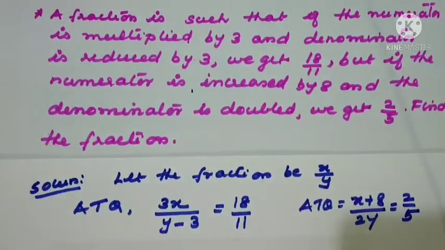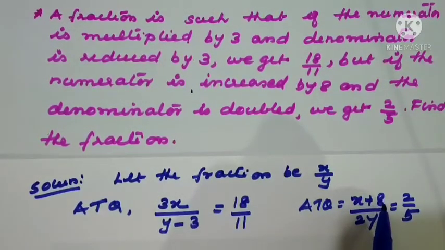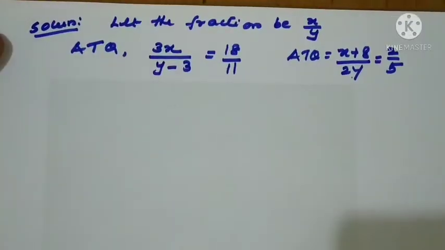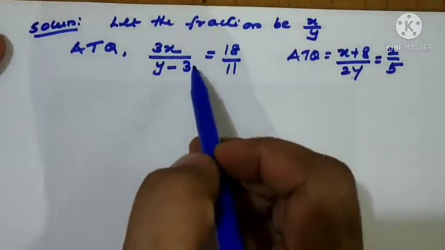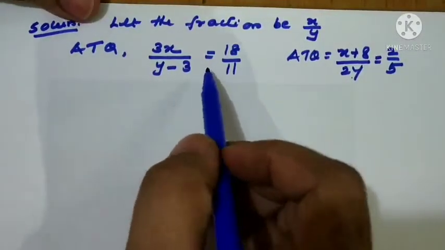Once again, the numerator is multiplied by 3 and the denominator is reduced by 3, we get the fraction 18 by 11. In the second case, the numerator is increased by 8 and the denominator is multiplied by 2, then we get the fraction 2 by 5. So we have converted the word statement into mathematical form. Now we need linear equations. Since y is in the denominator, we do cross multiplication to make it a linear equation.